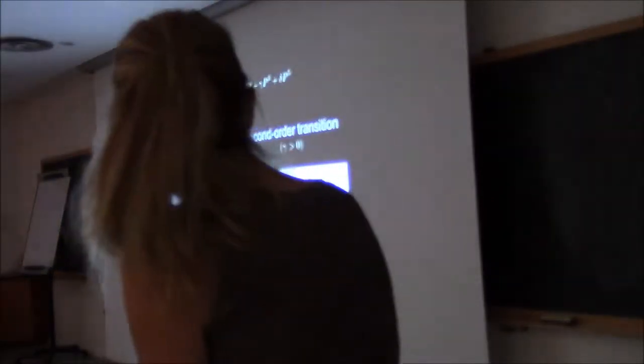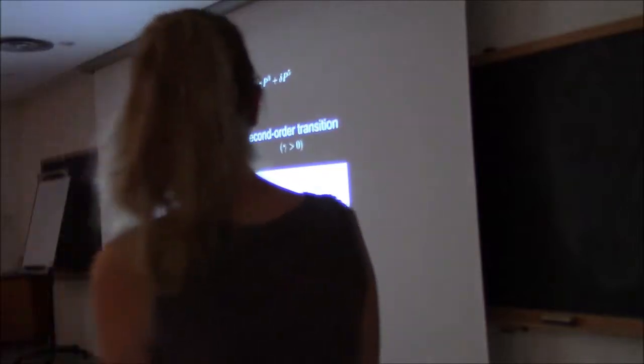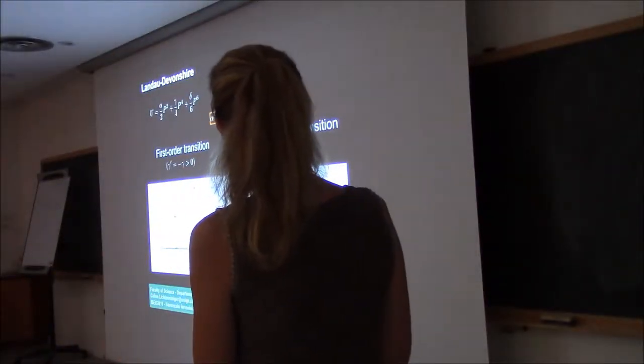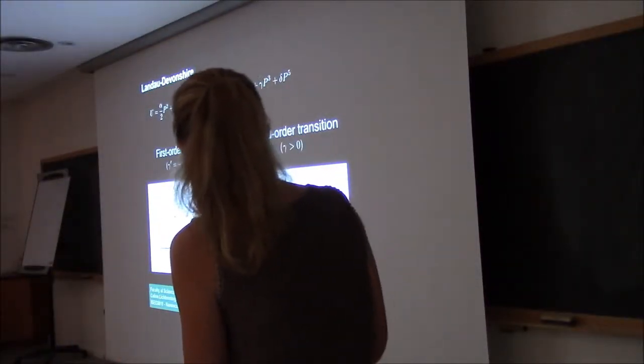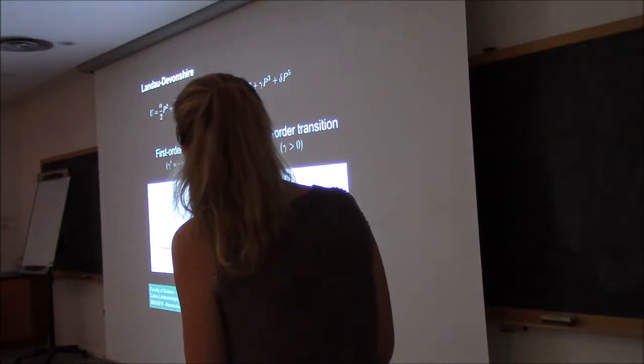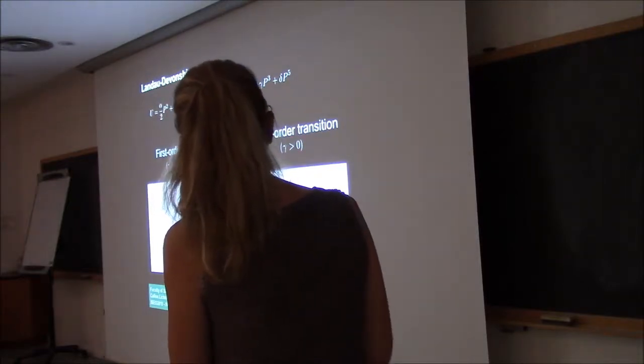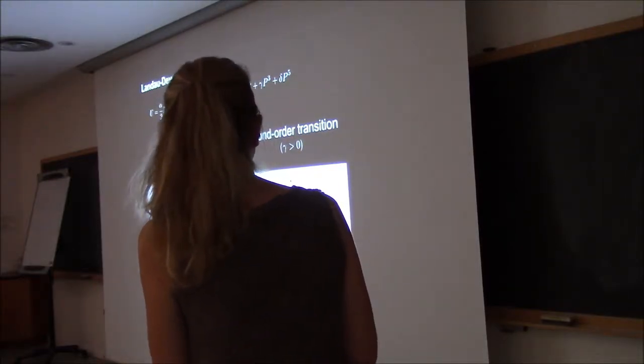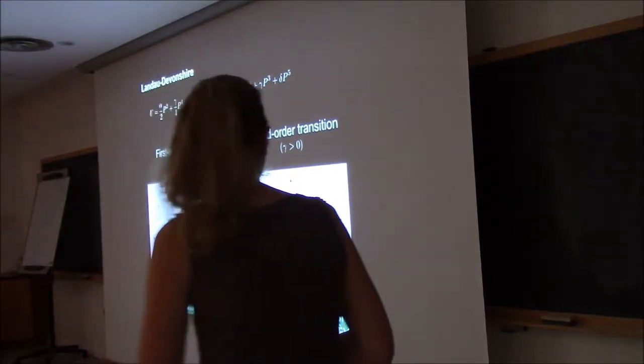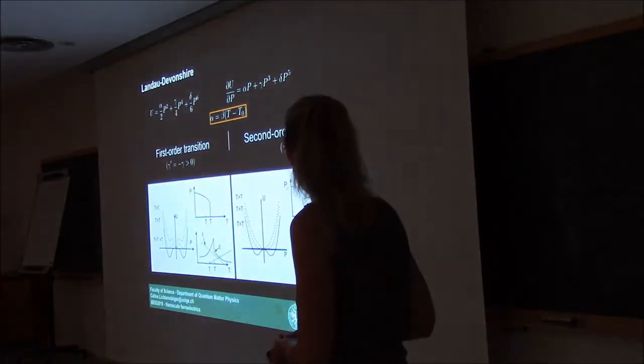So how do they look? The first order transition, you have the polarization that decreases and then drops. And in terms of the energy, you have this kind of energy double well. For the second order, you have something like that, and you have a decrease of the polarization that looks like that.